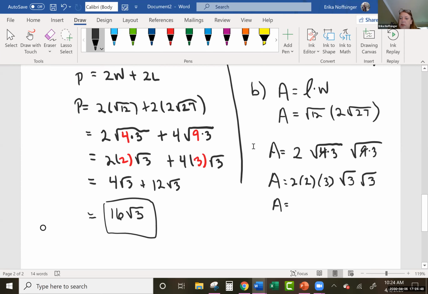So it's strictly multiplication. So 2 times 2 is 4 times 3. So right there, that is 12. And then square root of 3 times square root of 3. Well, that's square root of 9 or 3. So 12 times 3 gives us 36.